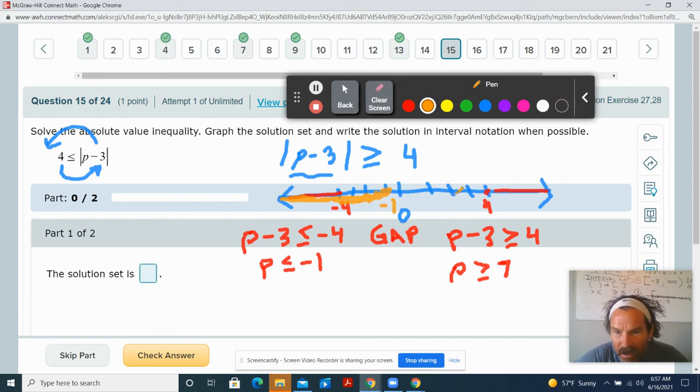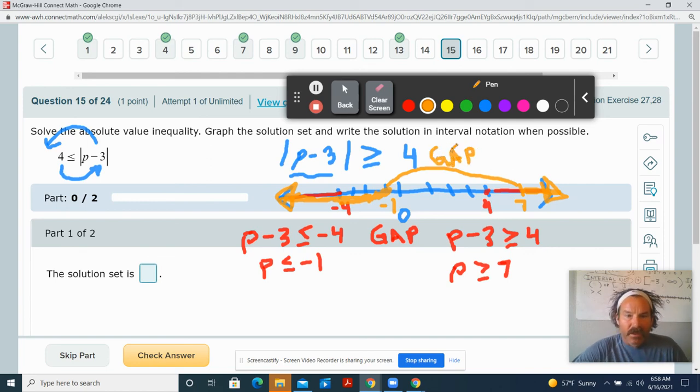And greater than or equal to 7. So 7 is right here, and it's going to be greater than 7, so all those values there. Including these arrows, those are shaded, and these are shaded this way. So here's my gap. My gap is from negative 1 to positive 7. This is my gap right here.